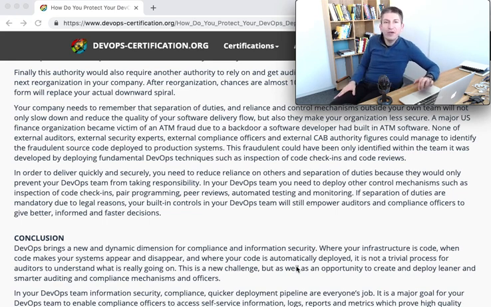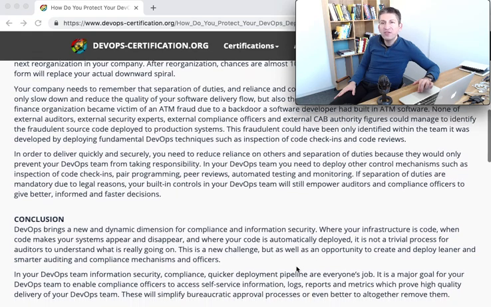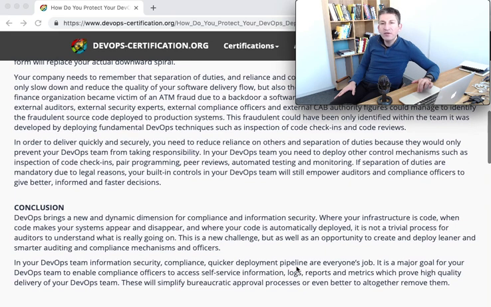And in order to deliver quickly and securely, you need to reduce reliance on others and separation of duties, because they will only prevent your DevOps team from taking responsibility. In your DevOps team, you need to deploy other control mechanisms such as inspection of code check-ins, pair programming, peer reviews, automated testing, and monitoring. If separation of duties is mandatory due to legal reasons, your built-in controls in your DevOps team will still empower auditors and compliance officers to give better, informed, and faster decisions.